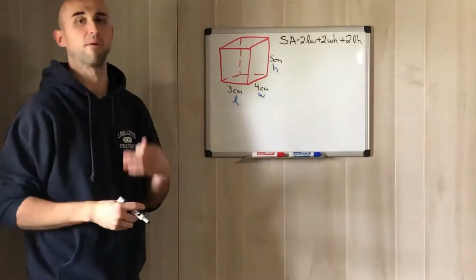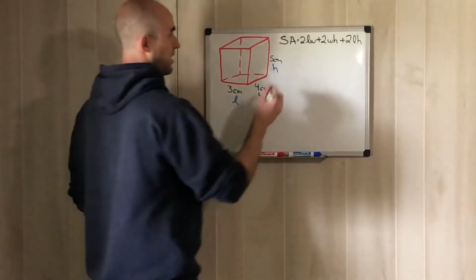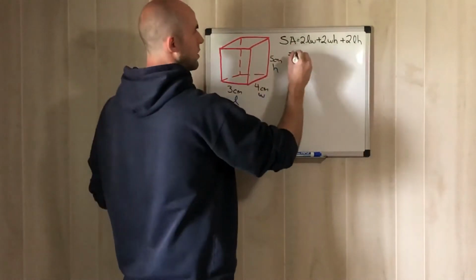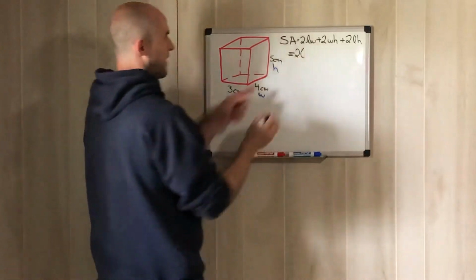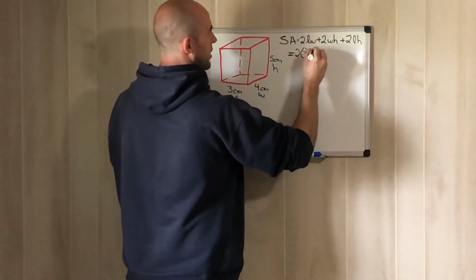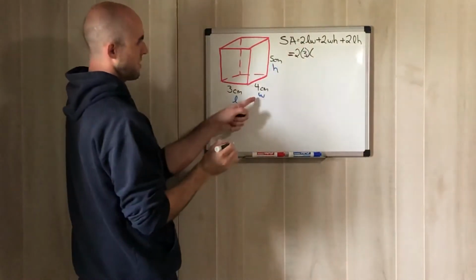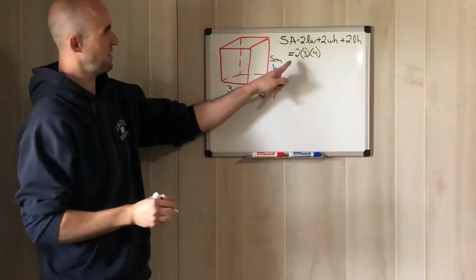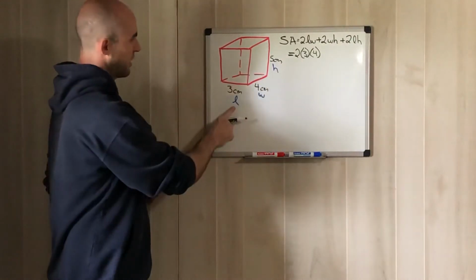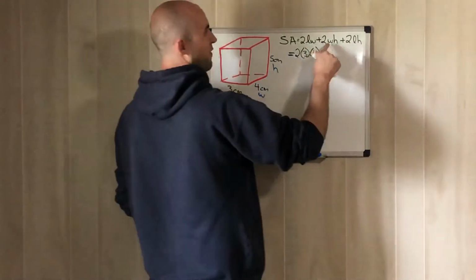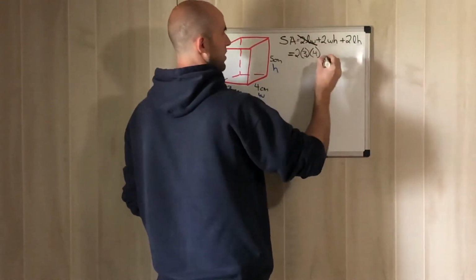I know what we're going to do now. Let's just start substituting everything. So when we start substituting the formula, it's going to be 2. We know that the length is 3. We know that the width is 4. So that's our first part. It would be 2 length times width. That's the first part. Let's move on to the second part because we're done with this one now.